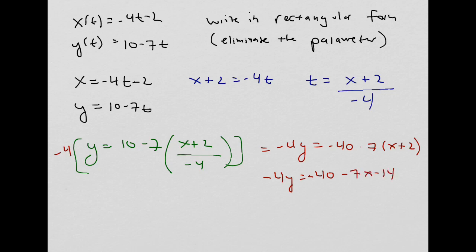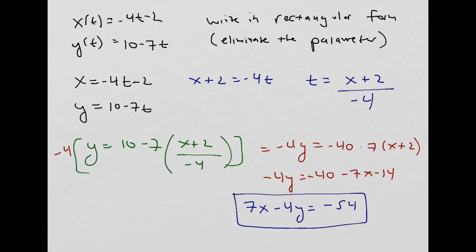And from here, we can add the 7x to both sides, right? So we'll add the 7x to both sides. We get 7x minus 4y is equal to negative 54. Okay? And like I said, this essentially, we could have stopped there, right? But we just want to clean it up. Okay, so this is called the standard form, right? So we get x and y on the same side. So 7x minus 4y is equal to negative 54.